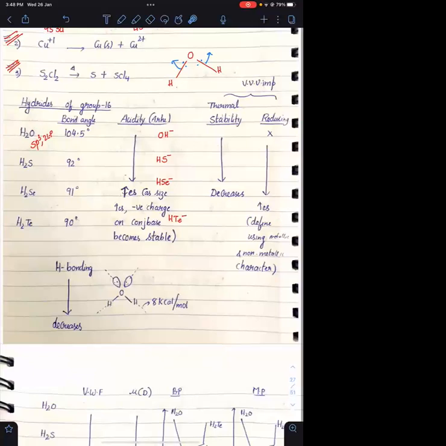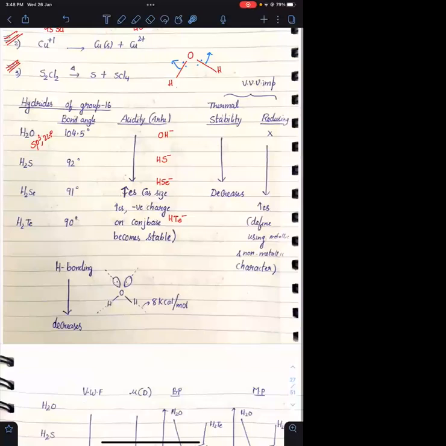H2O is not considered as reducing. Isko reducing nahi consider karte hai. Reason, oxygen has very high electronegativity. So in general, it won't be losing electrons. Baki sab ke liye reducing behavior compare karte hai. H2O is not reducing, but baki sab they are reducing. Down the group, you can say the electronegativity is decreasing, so it is easy to remove the electrons. Is that clear?